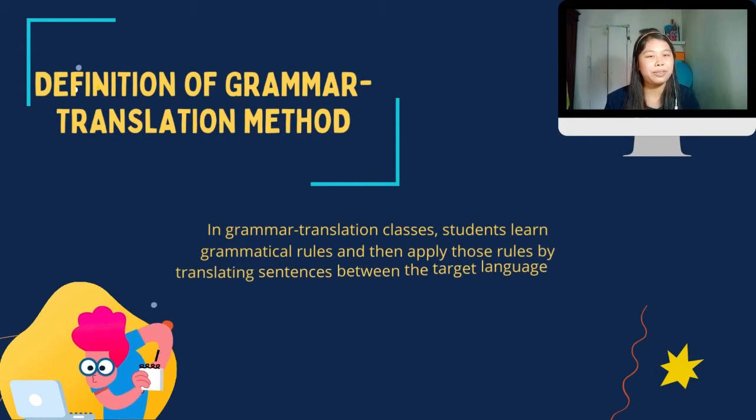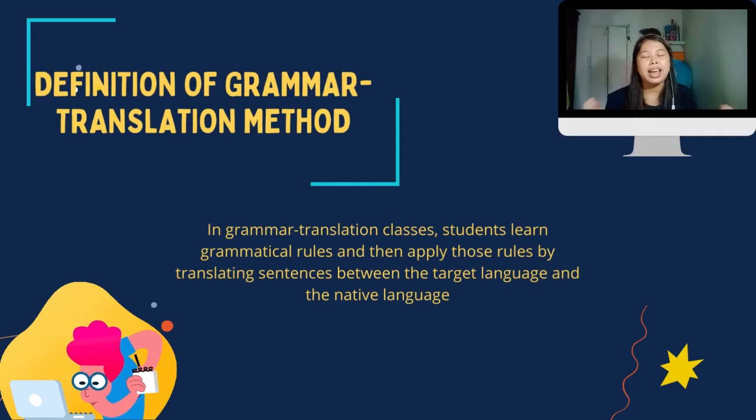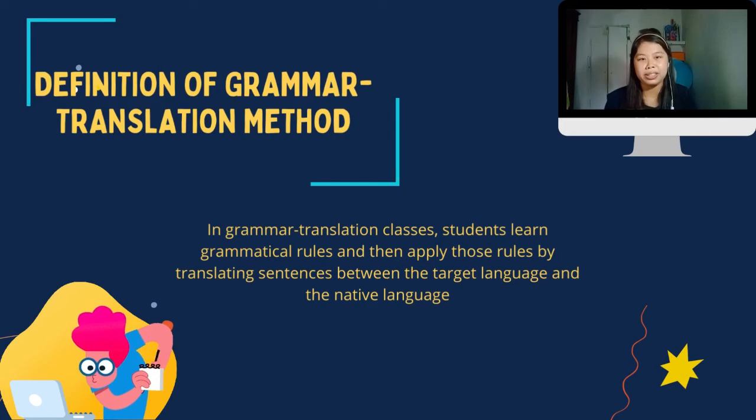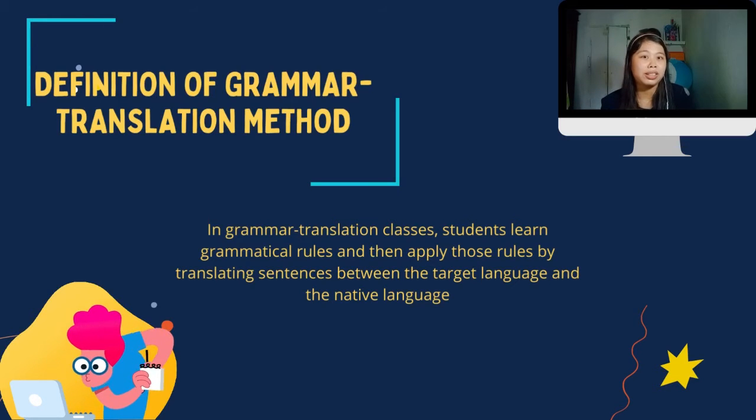Alright, for the first, I would like to tell you about the definition of grammar translation method. The grammar translation method is a method of teaching foreign languages derived from the classical method of teaching Greek and Latin. In grammar translation classes, students learn grammatical rules and then apply those rules by translating sentences between the target language and the native language. Advanced students may be required to translate whole texts word for word.